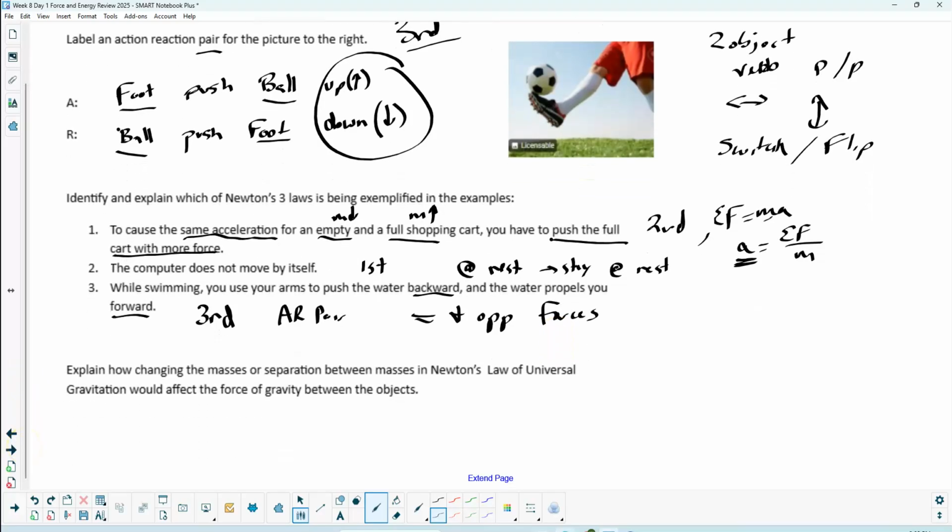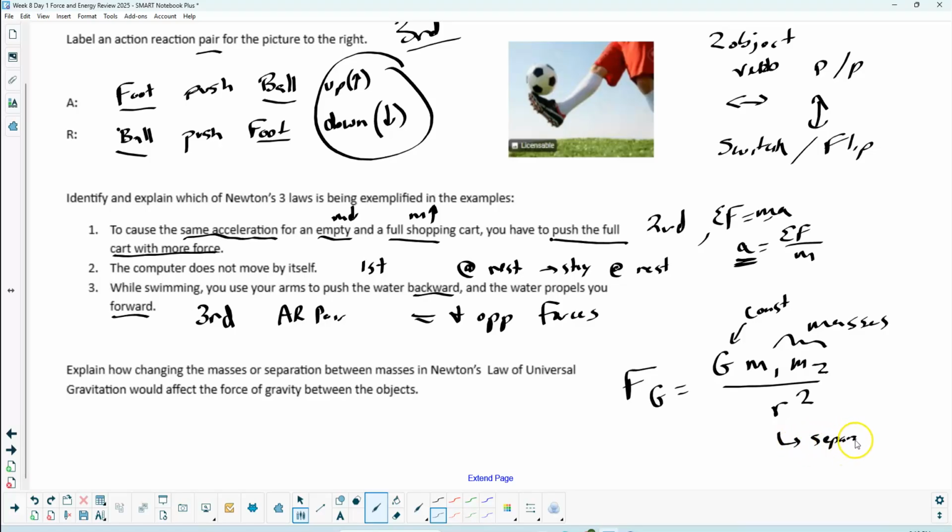The last part is about explaining how changing the mass or separation between masses in Newton's universal law of gravitation would affect the forces. First you need to know the universal gravity equation. Fg, the force of gravity, is equal to the universal gravitational constant G, which is just a constant, times m1 and m2, those are masses, over r squared, where r is this idea of separation. So we're talking about how the force of gravity changes with these ideas changing.